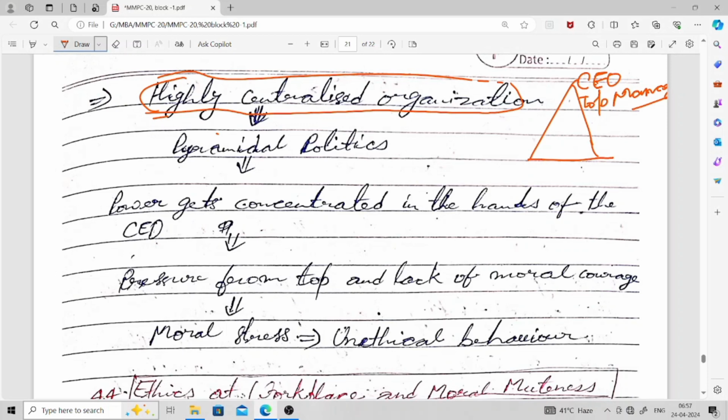So power gets concentrated in the hands of the CEO. It means at the top you have the CEO, so the power is concentrated in his or her hand. Pressure from the top and lack of moral courage: since in a centralized organization the power is concentrated in the hands of the CEO or top management, there is always pressure from the top and a lack of moral courage from the bottom. That leads to moral stress, and that moral stress leads to unethical behavior.